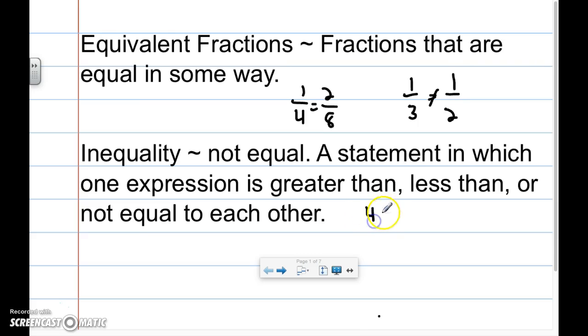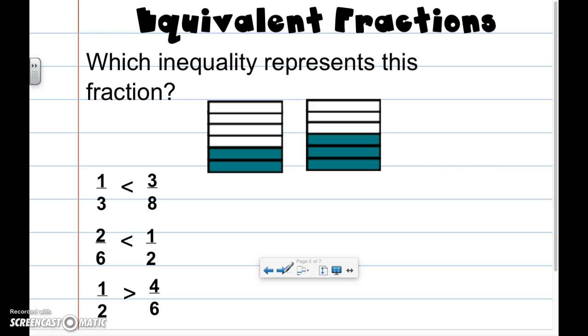So I could say 4 is less than 8. And if I wanted to say something that's a non-example, I could say 4 equals 4. That's a great non-example. Record these on your recording sheet and pause this video if you need to. Let's go on to our next slide.